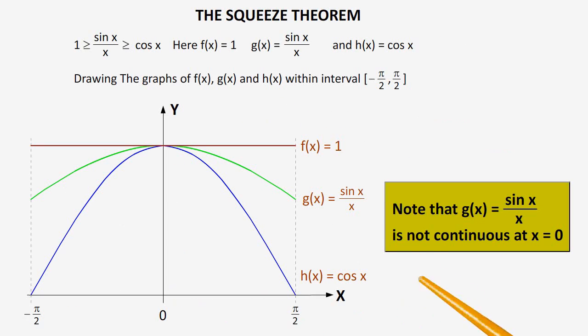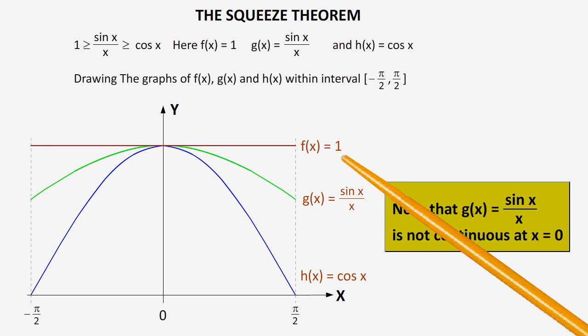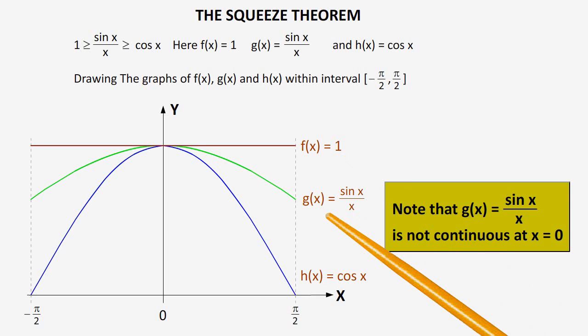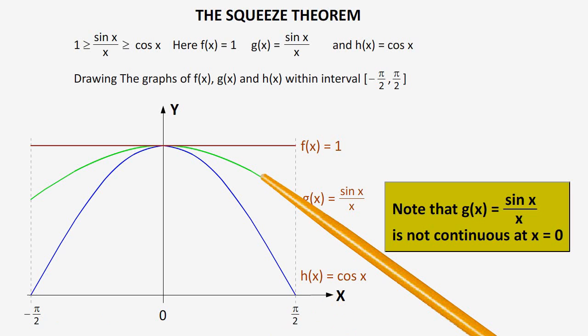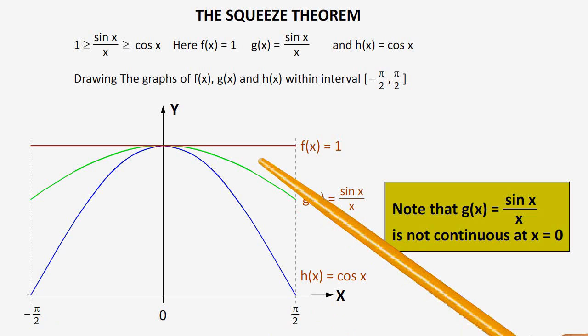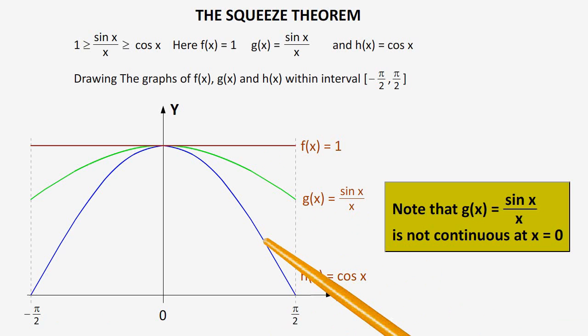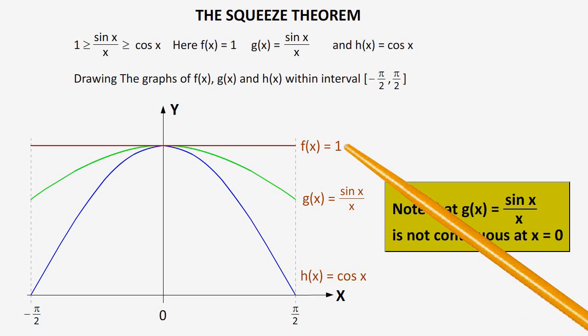We can also draw the graph of this function f(x) equal to 1 and this function g(x) equal to sin x by x, and the function h(x) equal to cos x within an interval minus pi by 2 to pi by 2. It can clearly be seen how the function g(x) is sandwiched between these two functions and is squeezed at a value equal to 1 at x equal to 0.